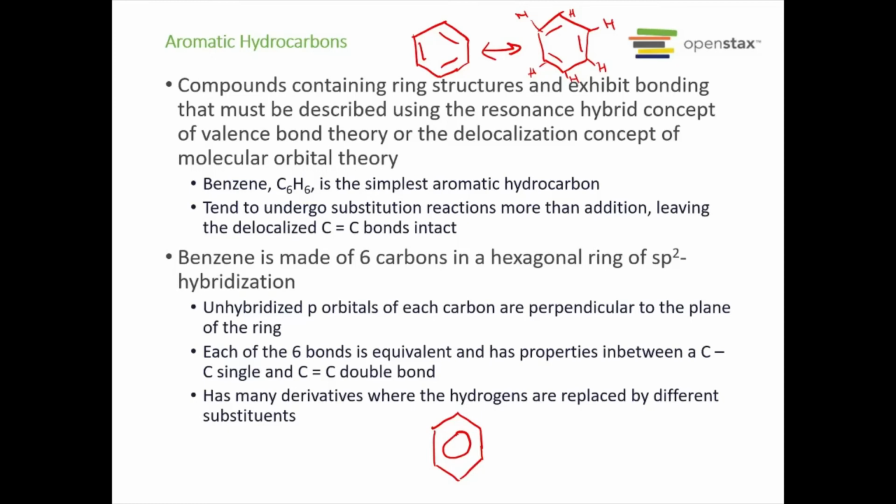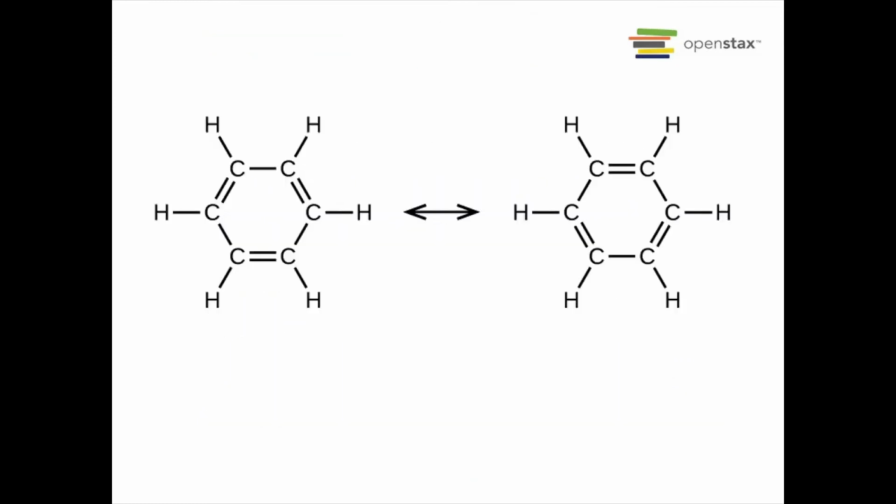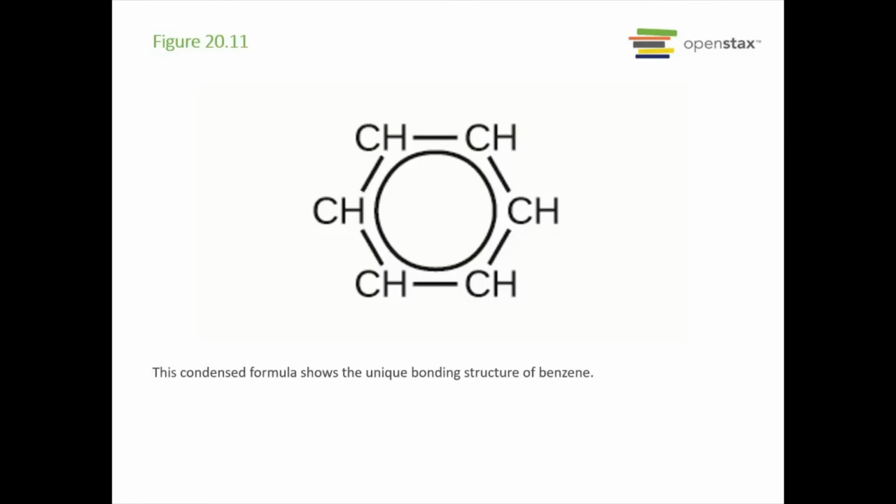There's a bunch of benzene derivatives where, again, we take off the hydrogens and replace them with different substituents. So this is just showing that resonance, and then benzene drawn with that circle in the center as the condensed formula.